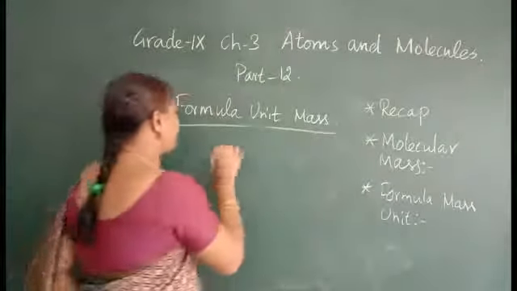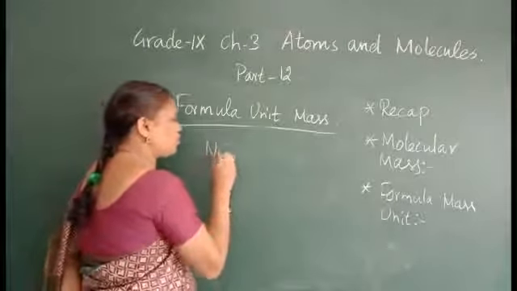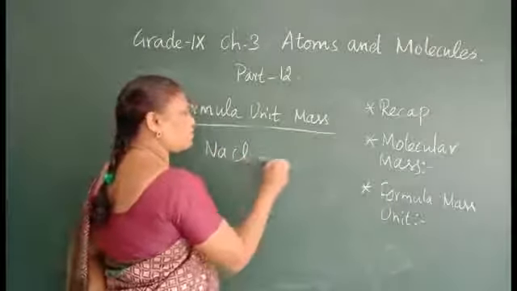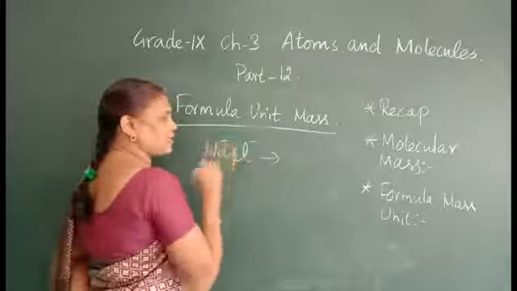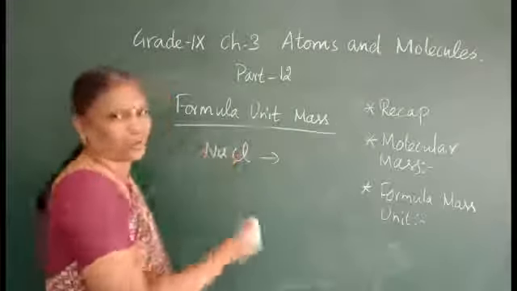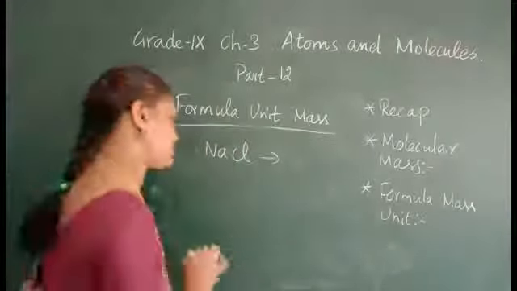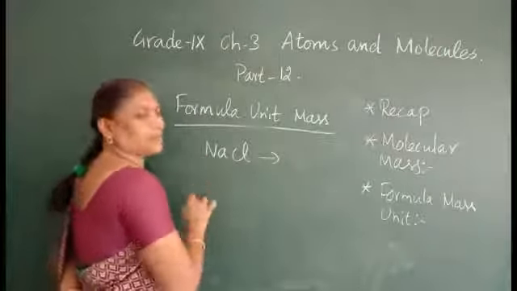For example, sodium chloride. What is this? It has Na plus and Cl minus. This is a charged ionic compound. That's all the difference. So, sodium chloride.